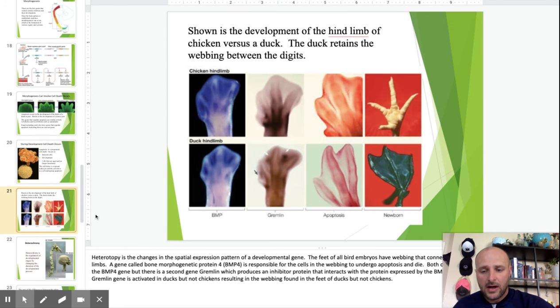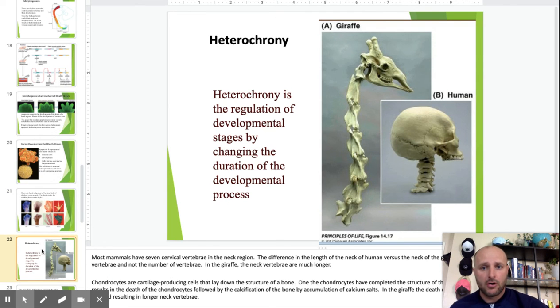That's called a heterotopy. Heterotopy is kind of like a turning off of that. Heterochrony is timing. So in a giraffe, these cells grow, or these bones grow, and they're not turned off. So they get really long versus like a human.